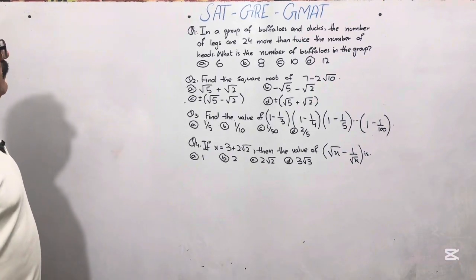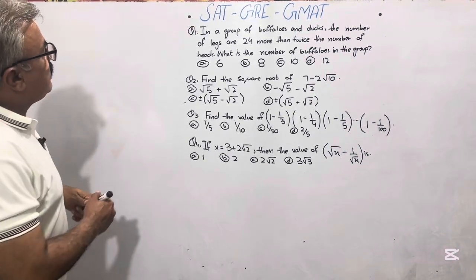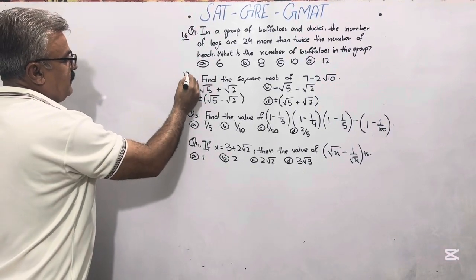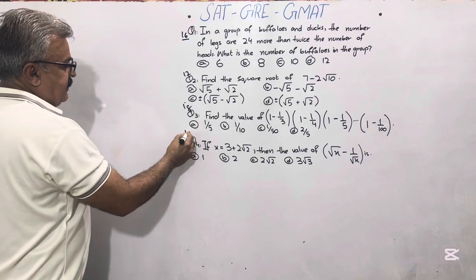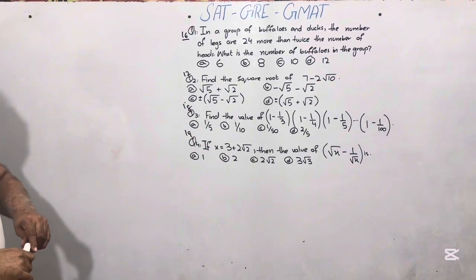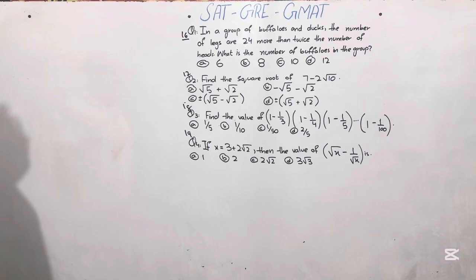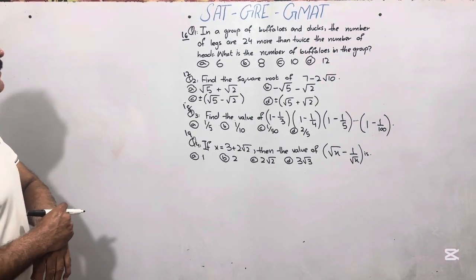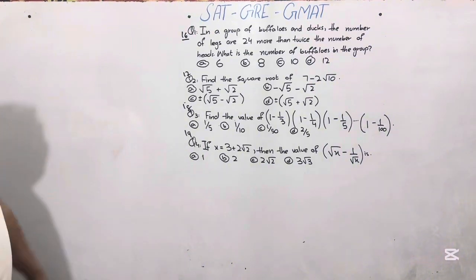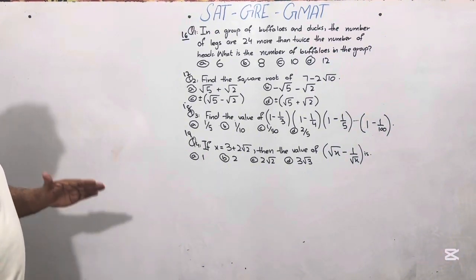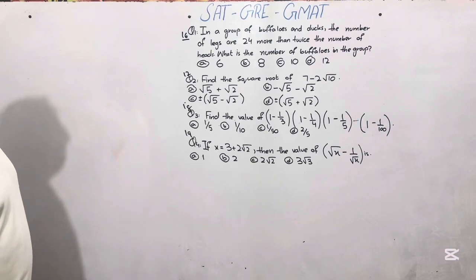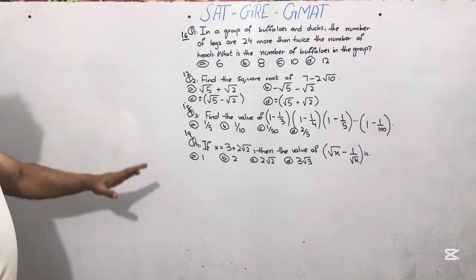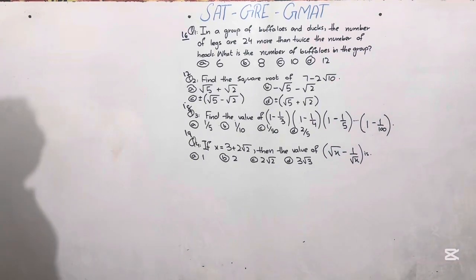Our question number 19: in a group of buffaloes and ducks, the number of legs is 24 more than twice the number of heads. What is the number of buffaloes in the group?